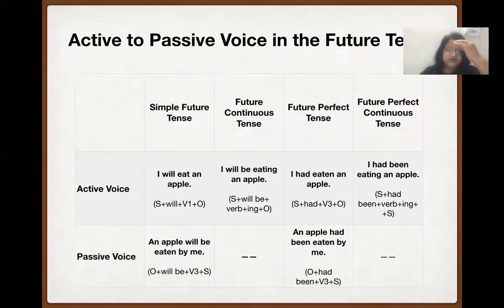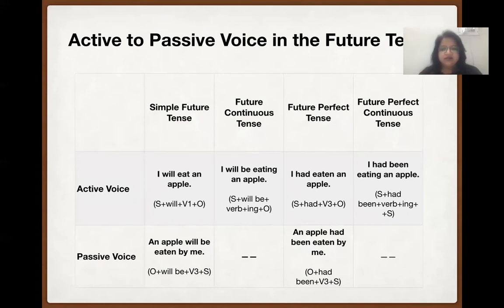Next, in the future tense, again, we'll discuss only one over here because you get the general point. Let us take the future perfect tense here. Now, in the future perfect tense, what do you say? I had eaten an apple. This is wrong. Again, I'll get this corrected. I'll send you a new one.